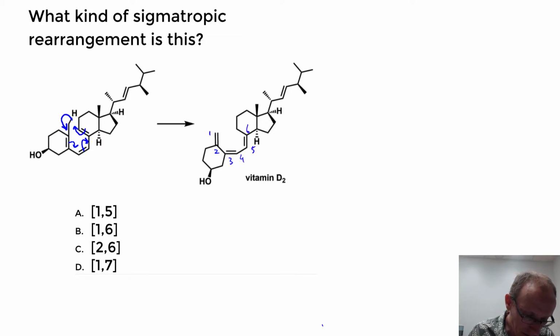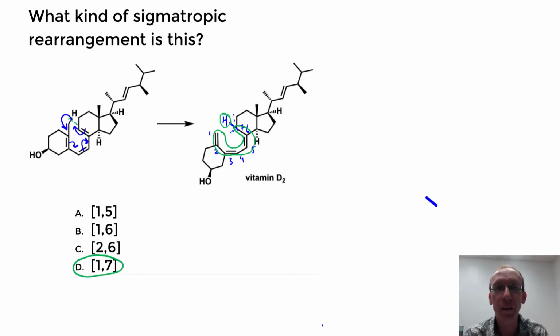1, 2, 3, 4, 5, 6. And then the trick here is to recognize that carbon there is where the hydrogen ended up. Okay, that might not be obvious because it wasn't drawn in, but that's where the hydrogen ended up from this migration. So the forming bond in the forward direction is there. The breaking bond is over here. And so there's just one atom on one side, and there's seven atoms on the other side that form the ring making up the transition state for this process. So that must be a 1-7 sigmatropic shift.